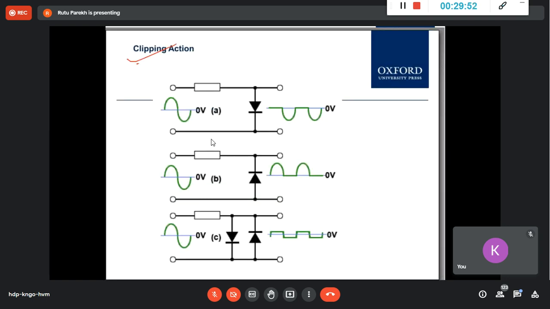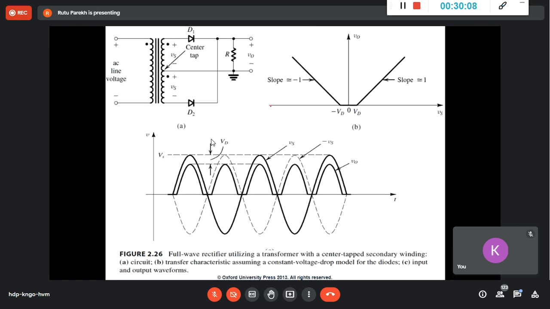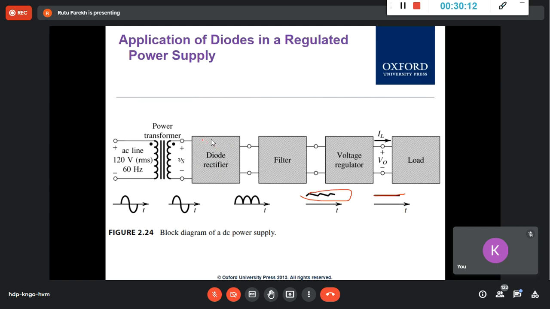Okay, so this is known as clipping action, where, to protect your circuit from overshoot or something, we will clip. If, because of fluctuation in the AC mains, the voltage changes, let's say from 120 volts to, for example, 50 volts, all of these components are designed for certain voltages. If you give a very high voltage, say 100 volts, to your component, it will break down. It's like a bomb explosion, everything will be blown off.